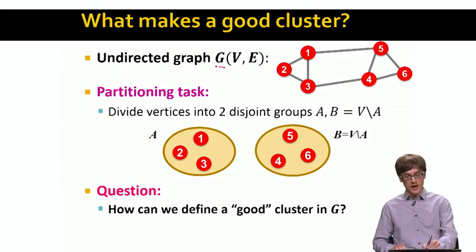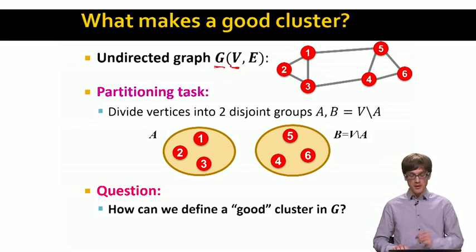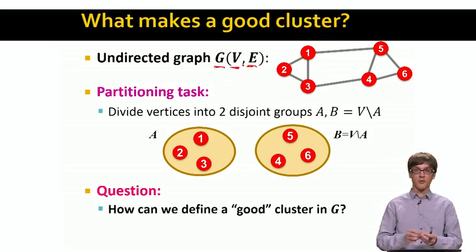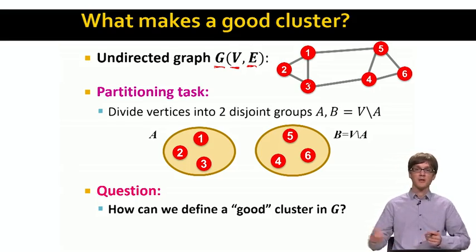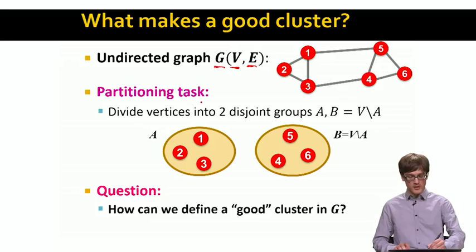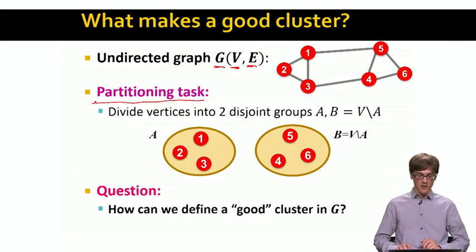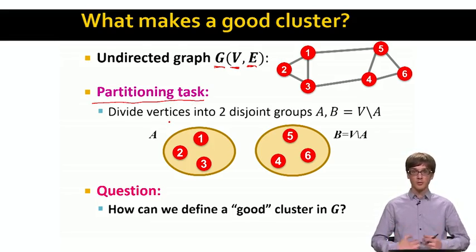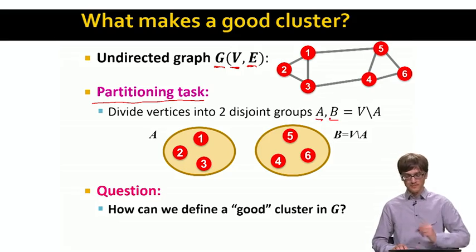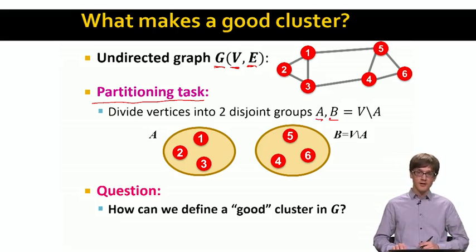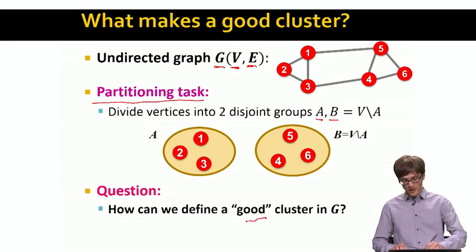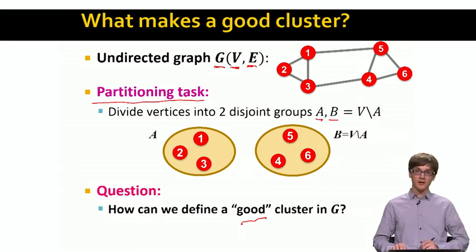Our input is a graph, right? A graph on a set of vertices V, these are the circles, and a set of edges or connections E. And in our case, these connections, these lines, are simply undirected, unweighted lines. What we want to do is define what is called a graph partitioning task, where the idea is that we want to divide the vertices of our network into two sets, A and B, in such a way that we will identify clusters. So the question is, how do we define what is a good cluster in the network?